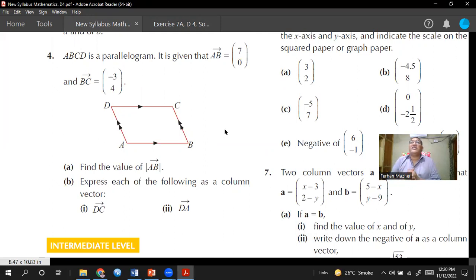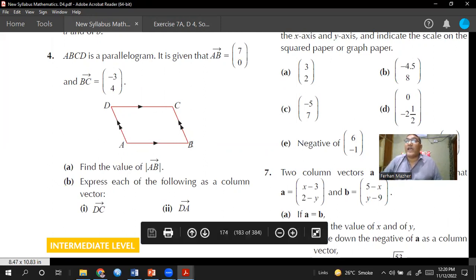They are equal to each other. In the parallelogram, the opposite sides are equal to each other. So in the vector form also, they are equal to each other. For example, the DC will be equal to the AB. The DC, which is the question here, will be equal to the AB.